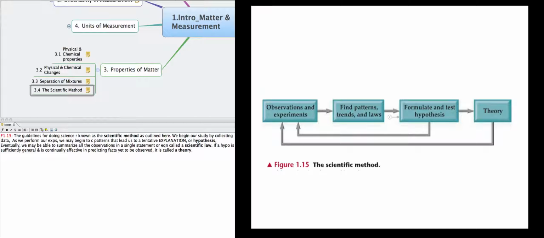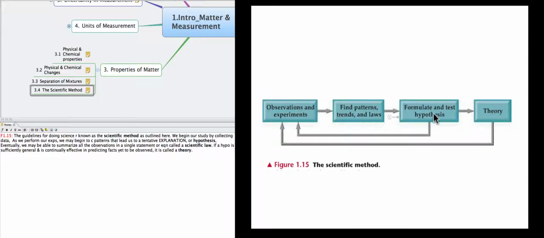The guidelines for doing science are known as the scientific method. We usually begin our study by collecting data. It's called the observation or experiments. As we perform our experiments, we may begin to see patterns that lead us to a tentative explanation or hypothesis.